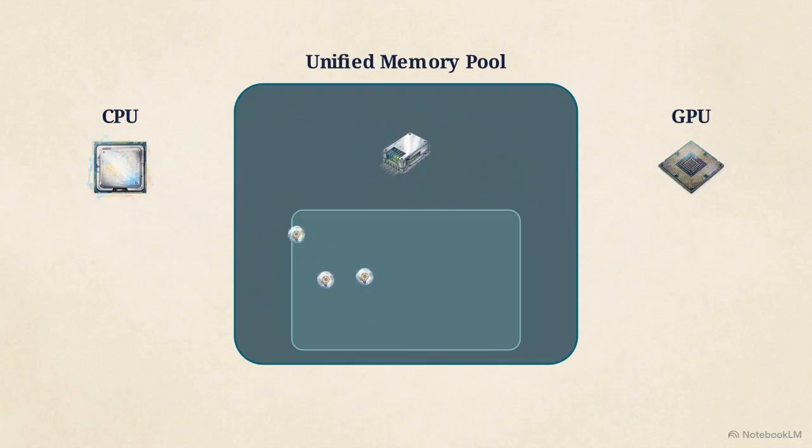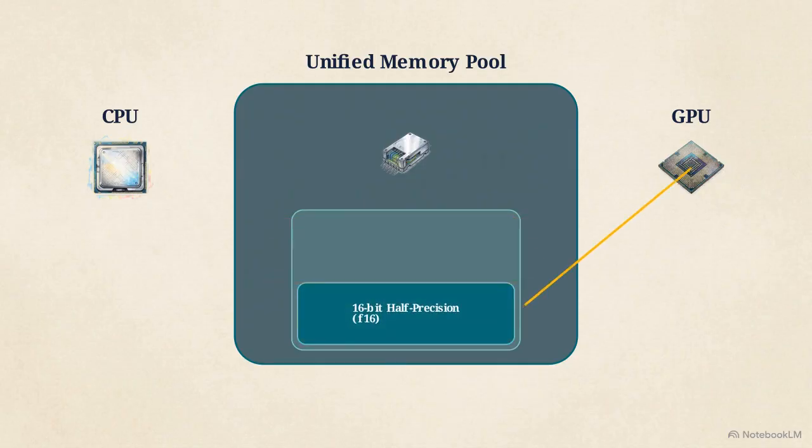Because the resources reside in shared memory, the CPU writes directly into a block, and the GPU reads it instantaneously from the exact same location. This is true zero-copy execution. Furthermore, Apple Silicon provides hardware-level support for half-precision floats.